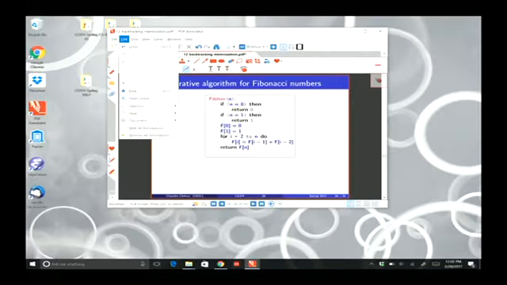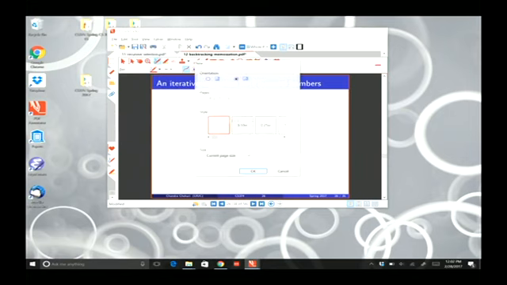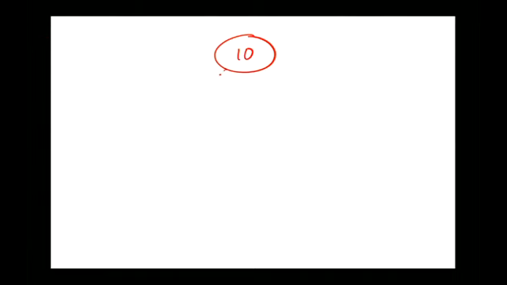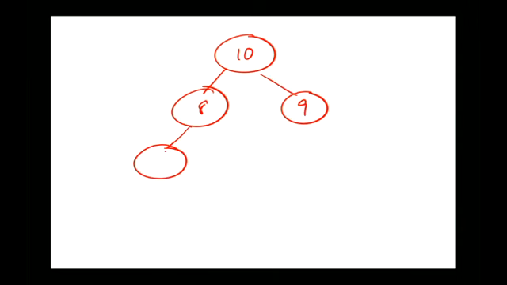We can look at what the recursion is doing. If I give it Fibonacci of 10, what is it doing? It's 8 and 9, right? What does 8 do?